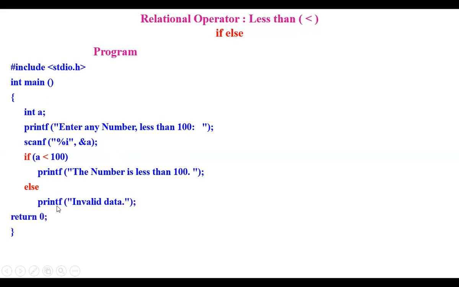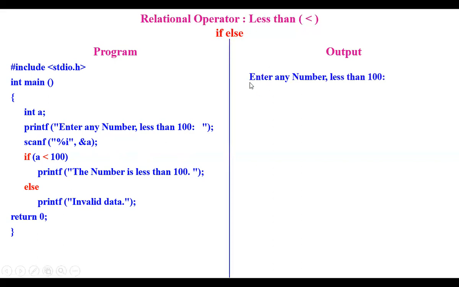Right? Next. Complete the program, compile it and execute. We'll see the output. It is asking enter any number less than 100. We enter a number, say 50. Right? It is correct. So what it says, the number is less than 100. This condition is met, so it is showing this.